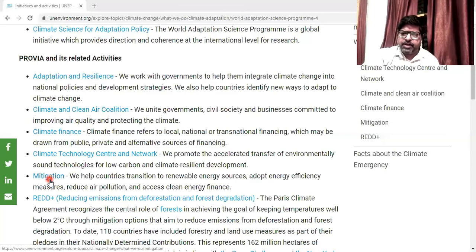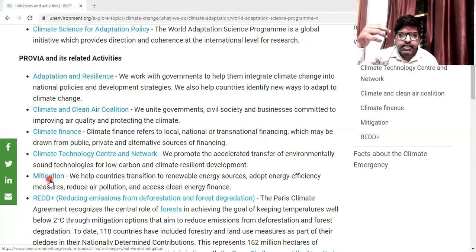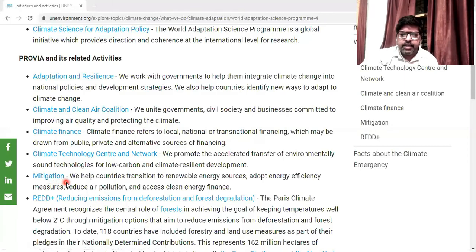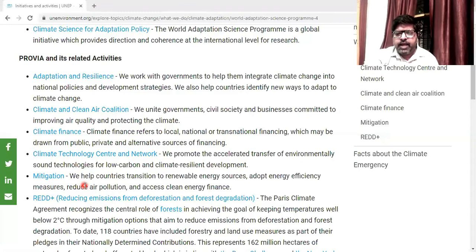Next important initiative that has been taken by the United Nations under UNEP is mitigation. Whenever we talk about mitigation, this is actually a profound program which helps the countries transition to renewable energy sources. Mitigation means you need to go to the roots and generalize your energy needs, and your energy sources need to adapt in such a way that energy efficiency measures, reduced pollution, and access to clean energy finance need to be talked about. So it helps the countries transition towards renewable energy sources, because energy is an important issue to the international community and to the greater population of the world.